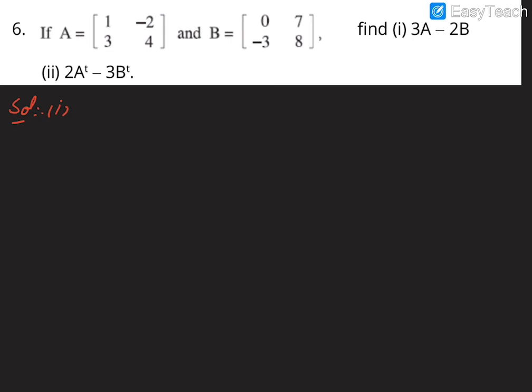Next is question number 6. A and B are given. We need to find, first part is 3A minus 2B. So 3 times A, 3 will multiply with A, scalar multiplication, minus 2, what will be B? B is 0, 7, minus 3 and 8.